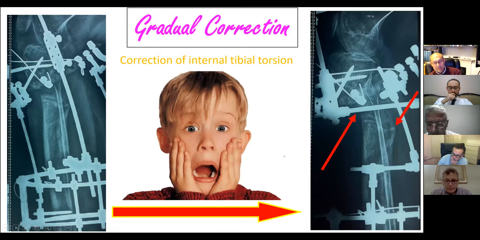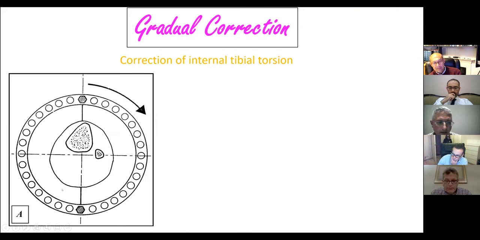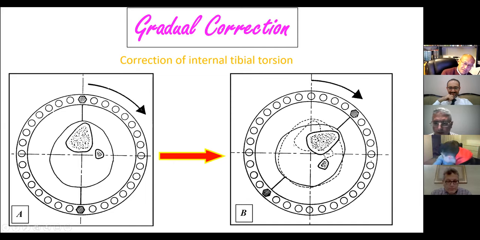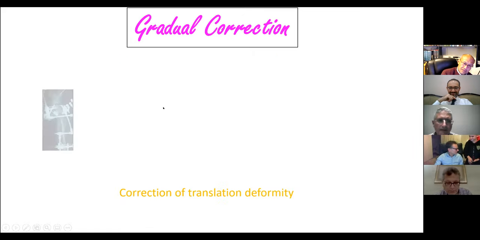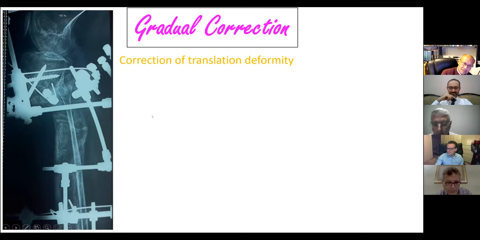This is actually not a surprise, because when we apply the Elizarov ring around the leg, we apply it according to the soft tissues. So the bone is not in the center of the ring. So when we are going to correct the deformity, a translation will occur. So the last step, as we remember before, we said the order of correction of the deformity, the last one was the translational correction of the deformity.